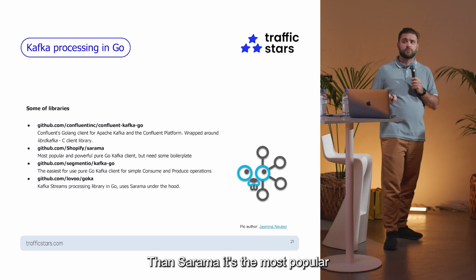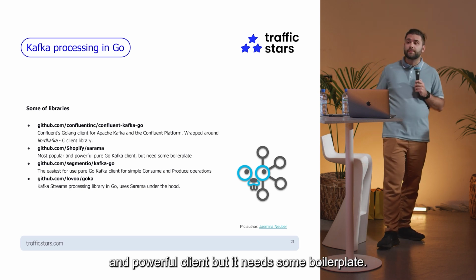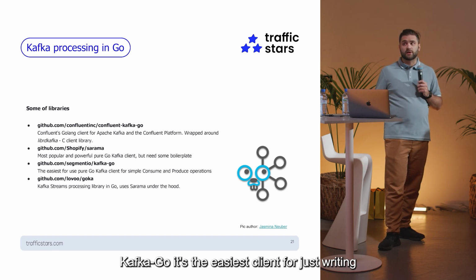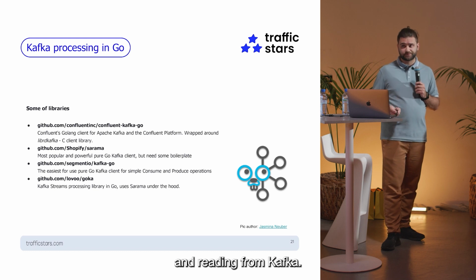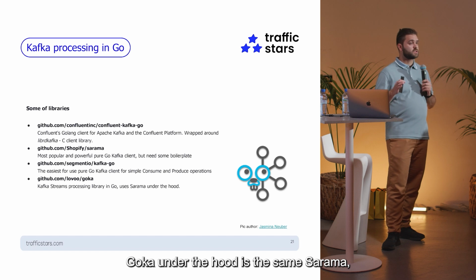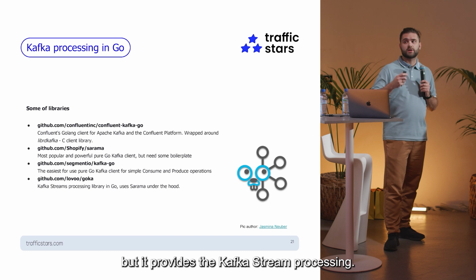Then Sarama, it's the most popular and powerful client, but needs some boilerplate. Kafka Go, it's the easiest client for just writing and reading from Kafka. And the last one, Goka. Goka under the hood is the same Sarama, but it provides Kafka stream processing.